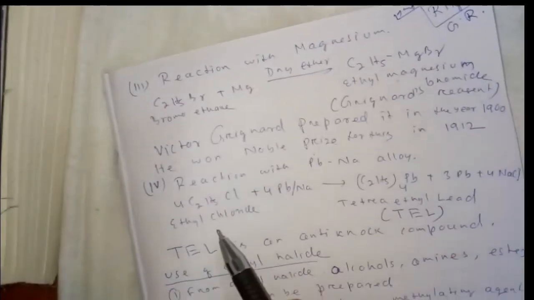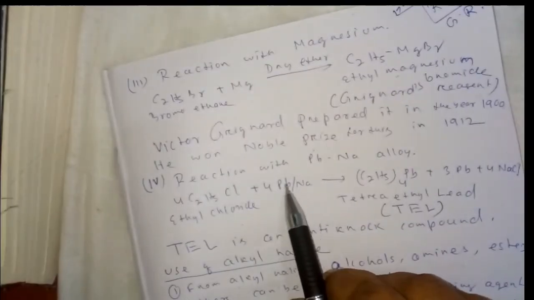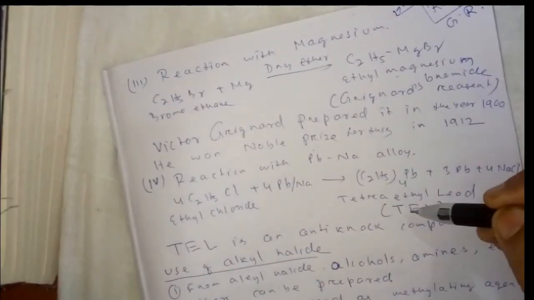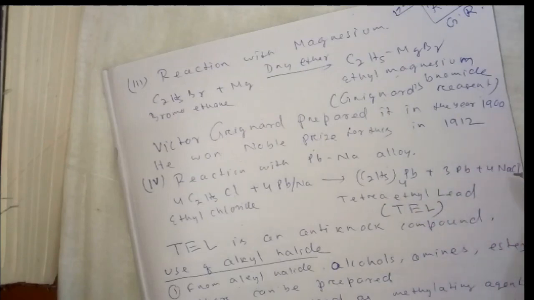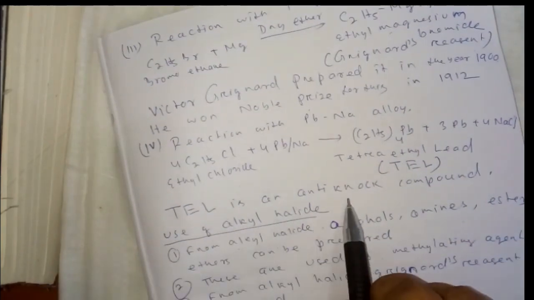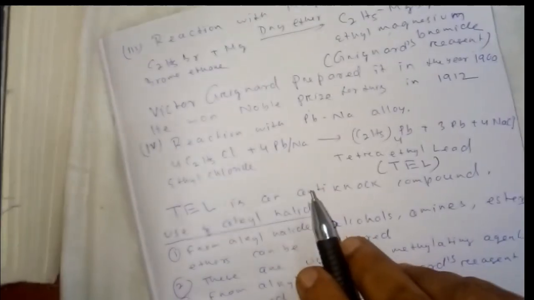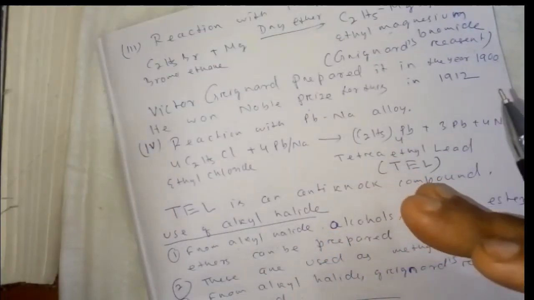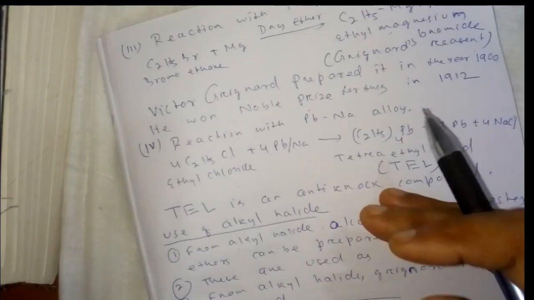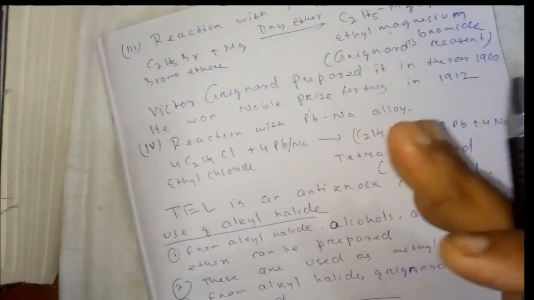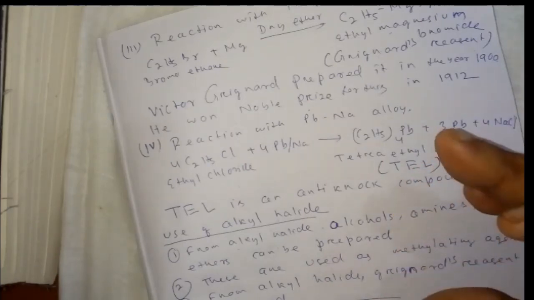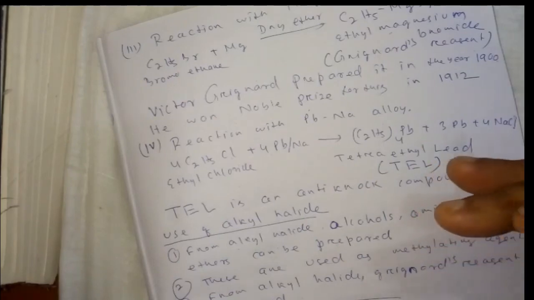Another reaction is with lead-sodium alloy: C2H5Cl plus Pb-Na alloy gives (C2H5)4Pb. This is called tetraethyl lead, plus Pb plus 4NaCl. Tetraethyl lead is an anti-knock compound. This was used in petrol to hinder the knocking property of petrol. Knocking means petrol will break into small parts. Long chains will break into small parts, so that its fuel value or calorific value will decrease. So it was used as an anti-knock compound.